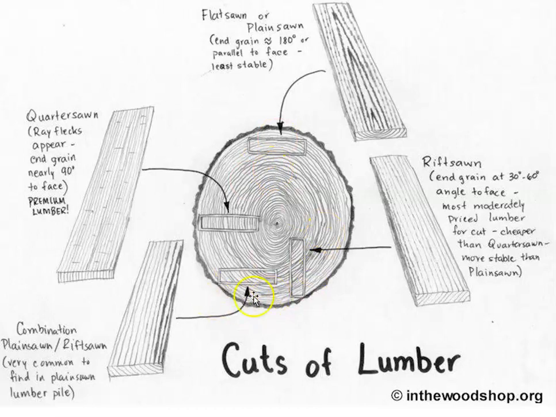And then we get into the two cuts, the rift sawn and the combination plain and rift sawn, that are somewhere between these two. So best, weakest, and somewhere between the two. So these would be more stable than the flat sawn, less stable than the quarter sawn.